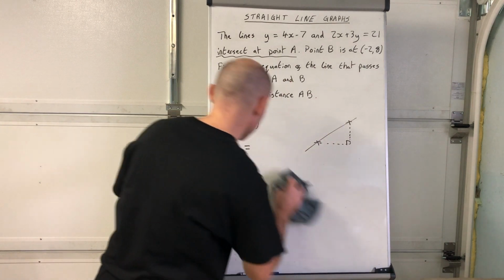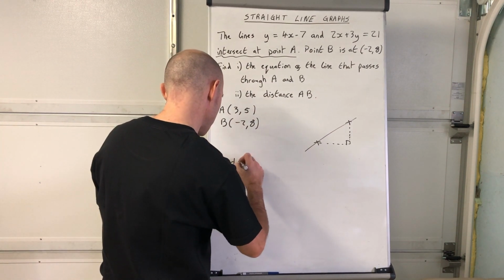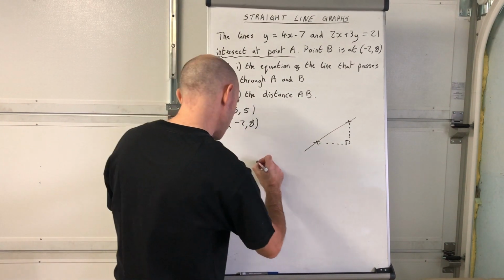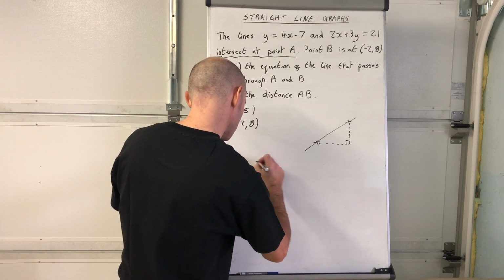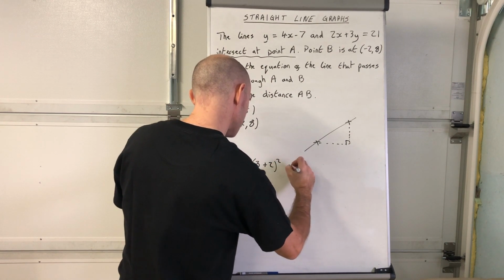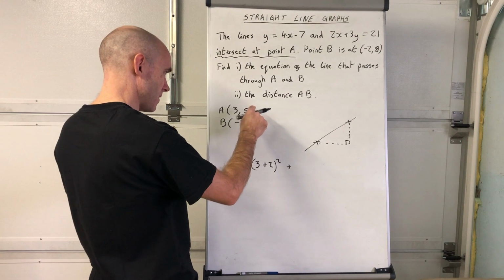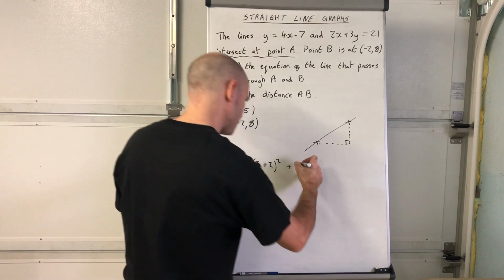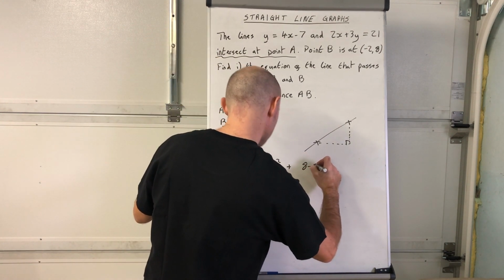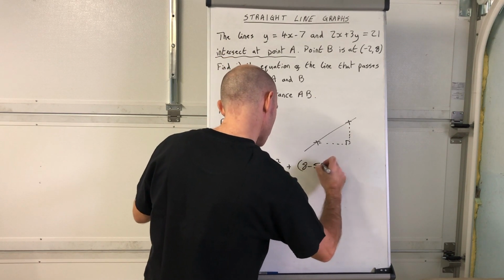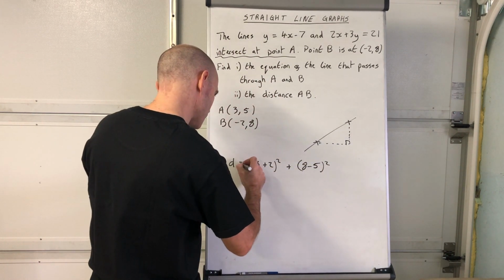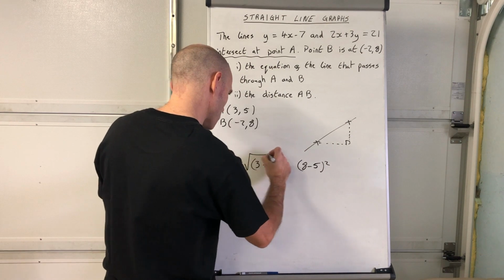But if you were to substitute them into the formula I showed you, you would have it written like this. The difference in x coordinates is 3 subtract negative 2, so it's 3 plus 2, we'd have to square that, and the difference in y coordinates is going to be 8 subtract 5, and then square them together, and then to find the distance you'd square root all of that.